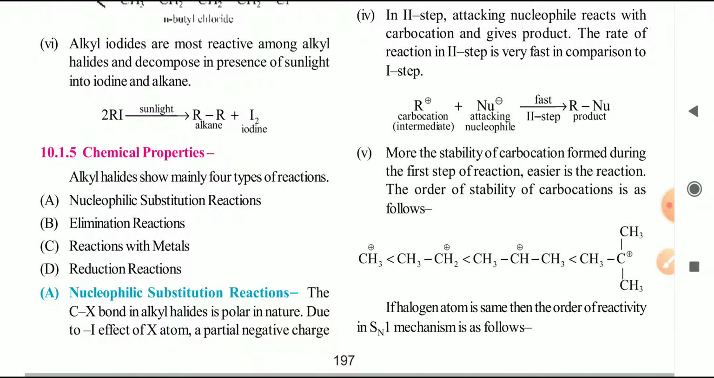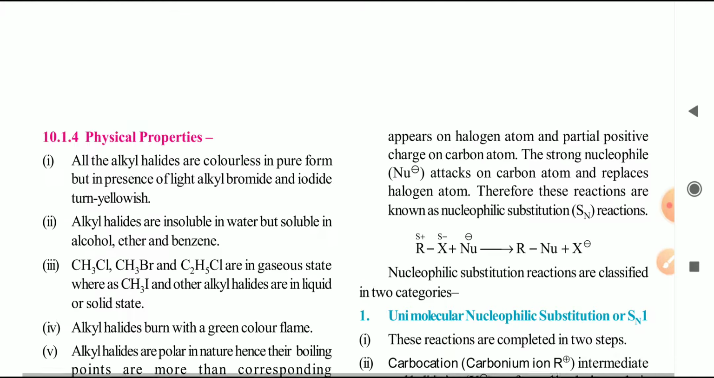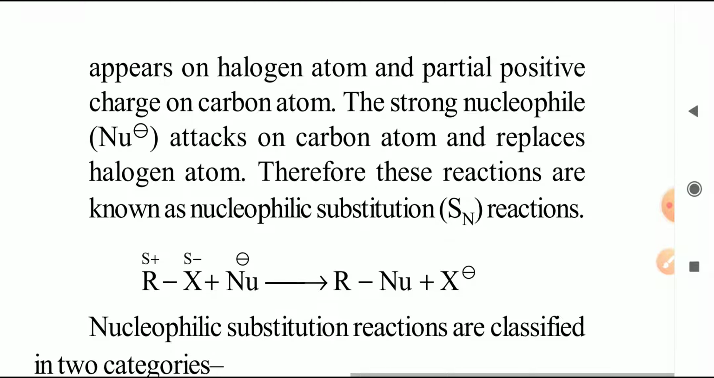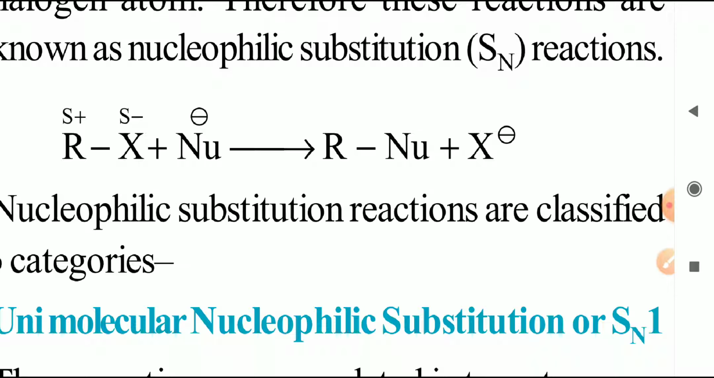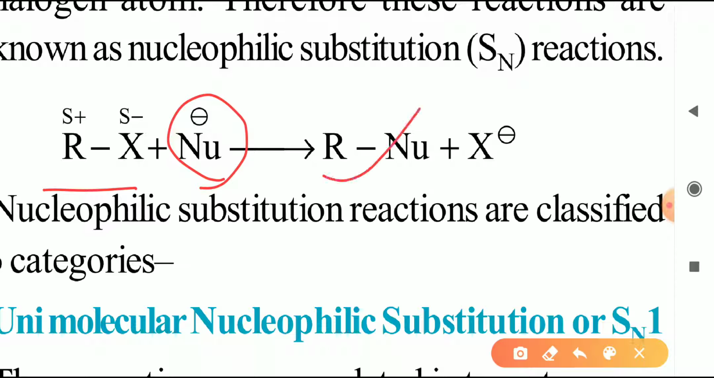This reaction is here. Just see here, RX reacts with Nu minus, a nucleophile. It gives R-Nu and X minus. Here the halide ion is removed as a leaving group. So how is it possible?